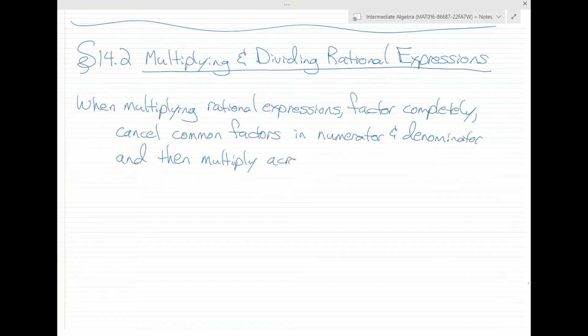When I say multiply across, I mean like this. There is something called cross multiplication, and that's different. That's if you're solving a proportion. We're going to factor completely, cancel common factors, and then multiply across. I'll show you a few examples of those. I'm just going to ask you to simplify.